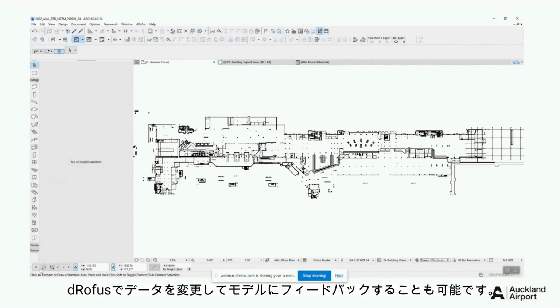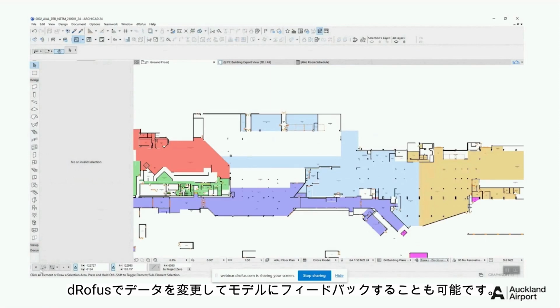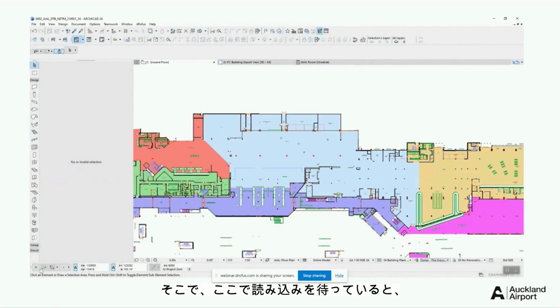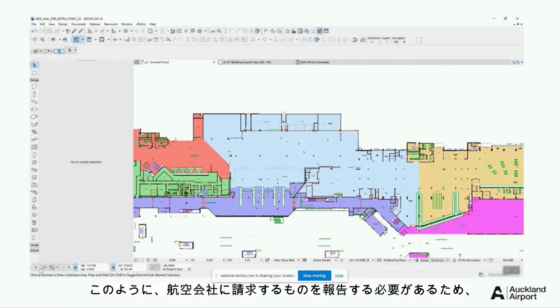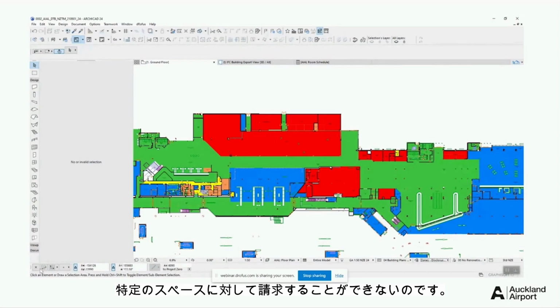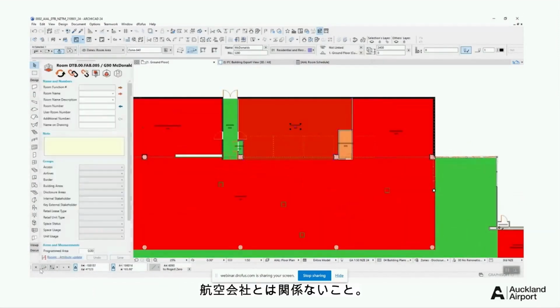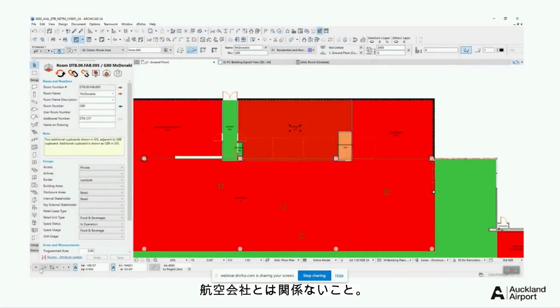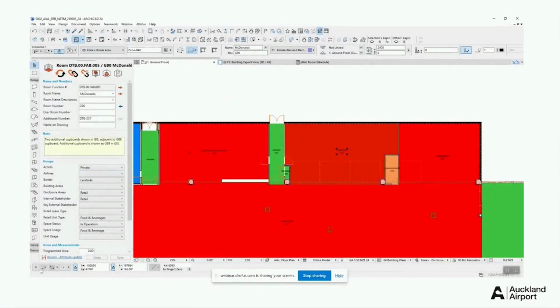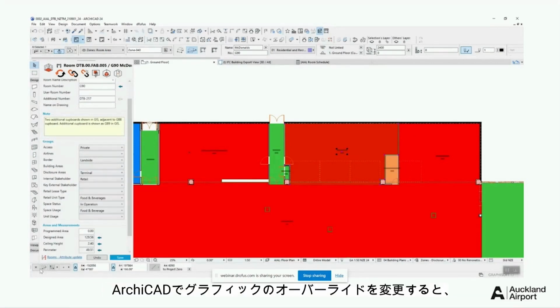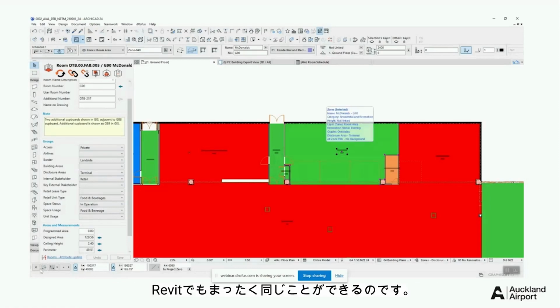or we can change it in dRofus and feed it to the model. Here, just waiting for it to load, we'll have what we call a disclosure area. These are the areas we need to report on for what we charge the airlines for. We can't charge them for certain spaces, so we want to understand what's retail, what's airport related, and what's not related to the airlines. So here's a tenancy, McDonald's. If I go in here and change that information, it changes my graphic override in ArchiCAD, and it could do exactly the same thing in Revit.